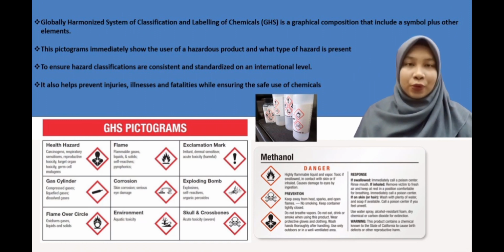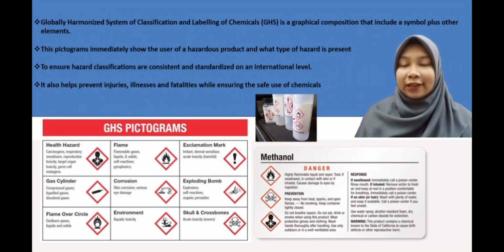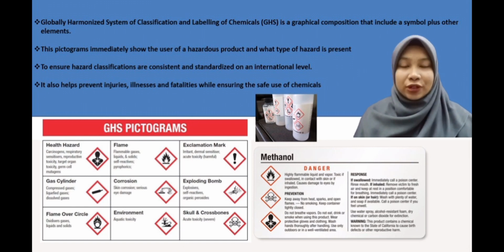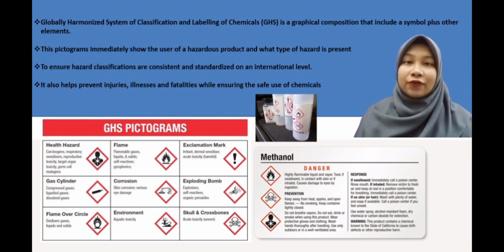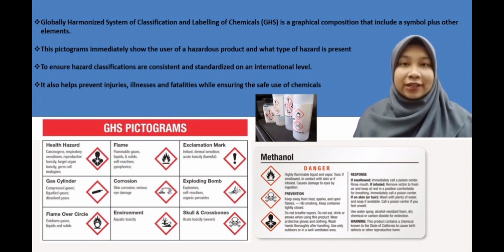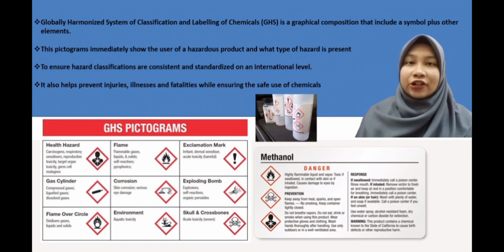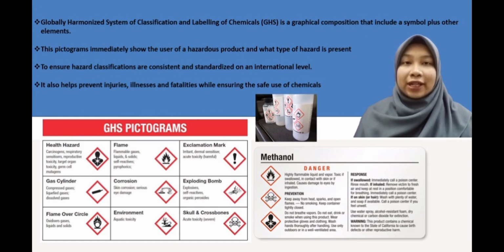GHS is a graphical composition that is labeled on chemical containers to show the hazards of products and the type of hazard present in them. This will help students to identify the dangers of the chemicals to prevent injuries, illnesses, and fatalities. For example, this is the GHS methanol label. It shows that the liquid is toxic and highly flammable. It will cause damage to eyes by ingestion. Therefore, handling this chemical properly is important to prevent any incidents happening.